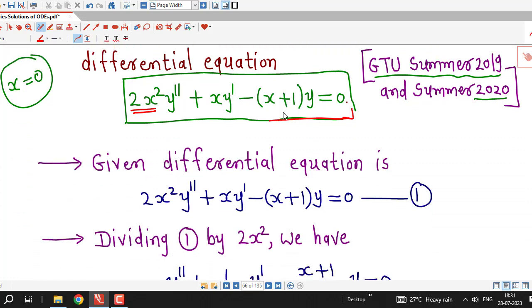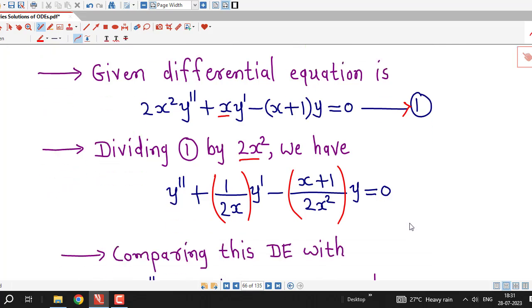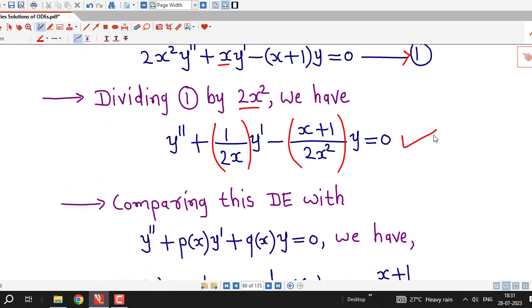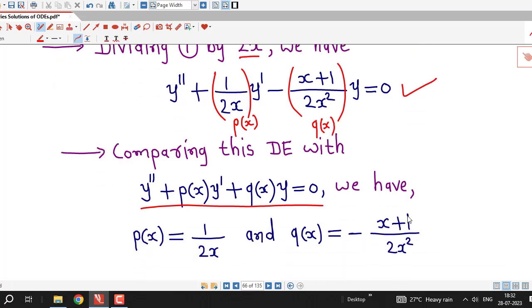So I have divided equation number 1 by 2x², and we have y'' + (x / 2x²) y', that is (1/2x) y', minus (x + 1) / 2x² times y equal to 0. If we compare this differential equation with y'' + p(x) y' + q(x) y = 0, we can see that this is our p(x) and this is our q(x). p(x) is 1/(2x) and q(x) is −(x + 1)/(2x²).